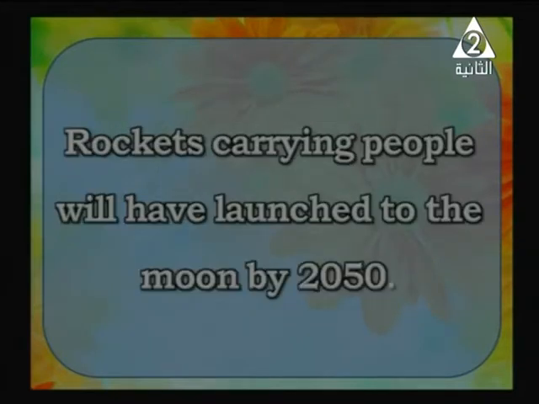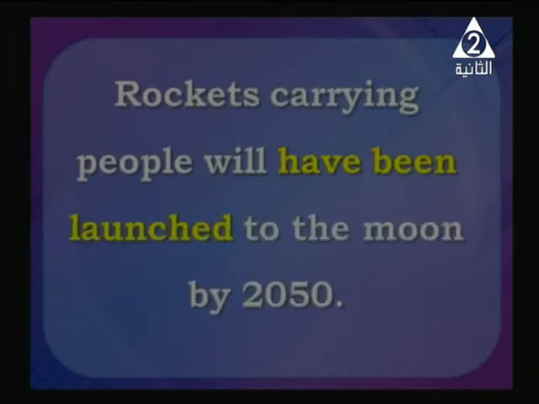Rockets carrying people will have launched to the moon by 2050. Of course, rockets carrying people will have been launched, because they are the ones the event will happen to, not the ones doing the event. Therefore, the subject at the beginning of the sentence is already the object of the real sentence that we have.